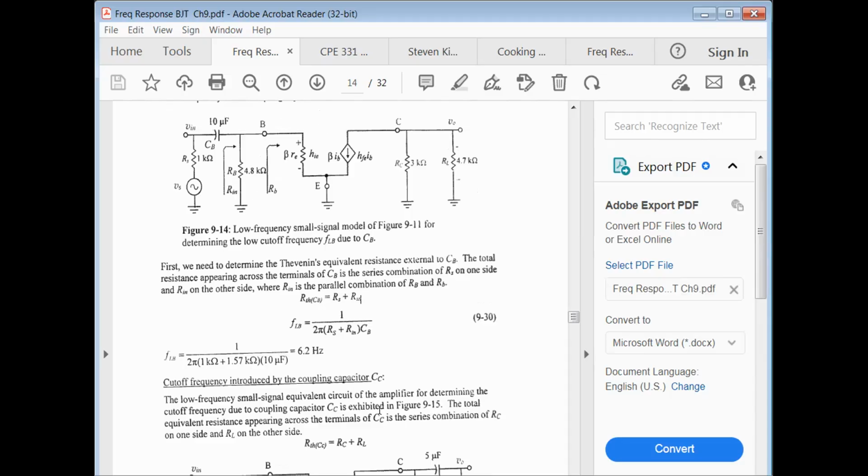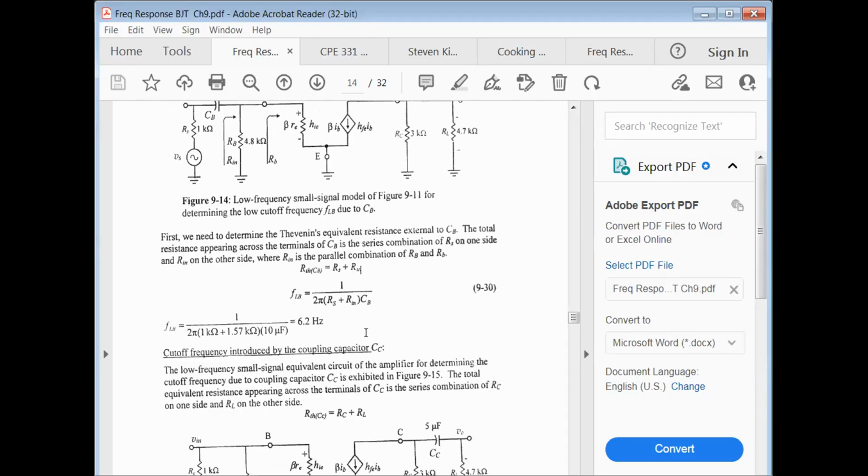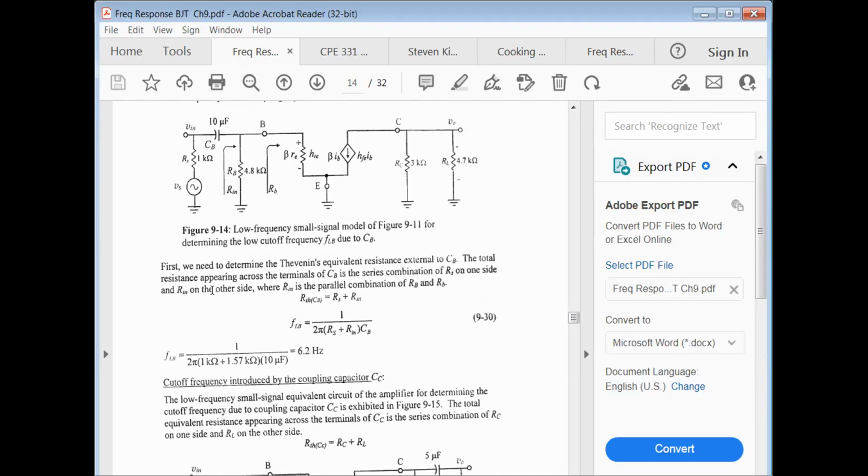If we plug in the numbers, we know RS, C sub B, 2 pi, and so then the pole associated with this 10 microfarad, is it 10? Yeah, 10 microfarad cap, we plug the numbers in, it's 6.2 hertz.